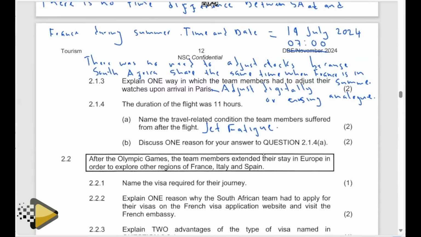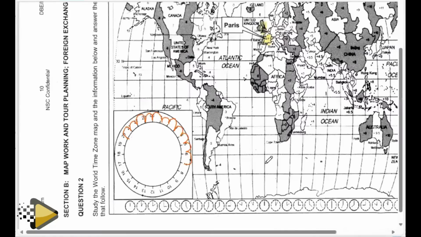Why are we saying that it's jet fatigue? If we look at the duration of this flight, it was a long-haul flight. If you look at the time zone map, they started their journey in Johannesburg and went straight to France. The duration of the flight was 11 hours, which causes tiredness, which we refer to as jet fatigue. Also note that they only changed one time zone, so they did not experience any jet lag.